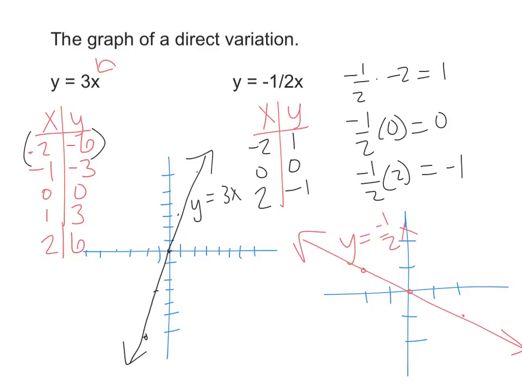It's a direct variation. So one thing I want you to notice is that direct variations always go through the origin. Every single time this goes through the origin. And if it does, it's a direct variation. If it doesn't, it's not a direct variation. So keep that in the back of your mind as you're graphing these. All right, enjoy.